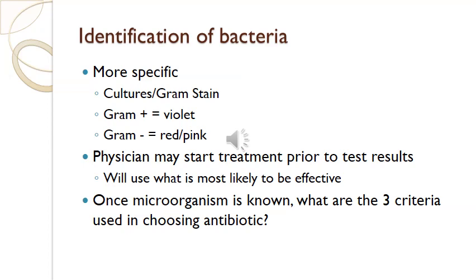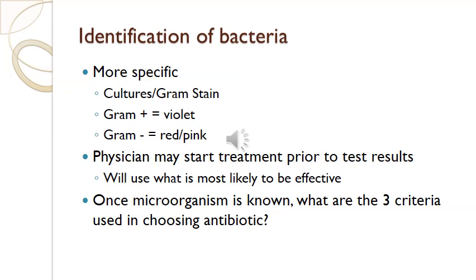So if they want to be more specific to treat a type of bacteria, a lot of times what will get done is a culture of the bacteria. So wherever the infection is emanating from, a lot of times they'll culture it and they'll stain it. If it's a gram positive, it'll stain violet. If it's a gram negative, it'll stain red or pink.